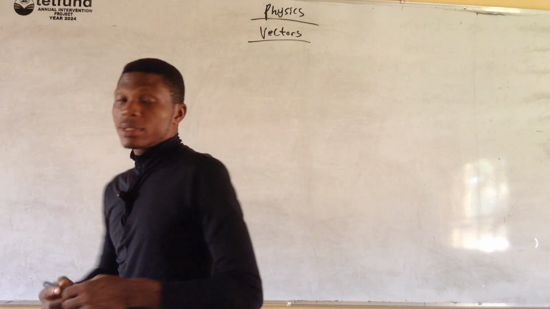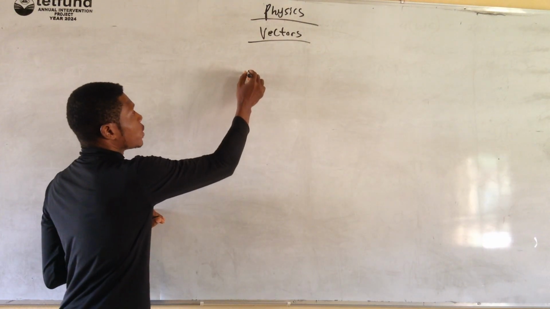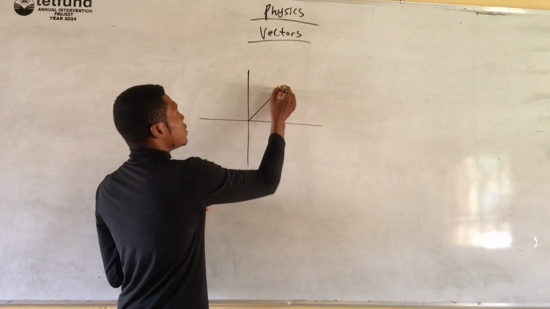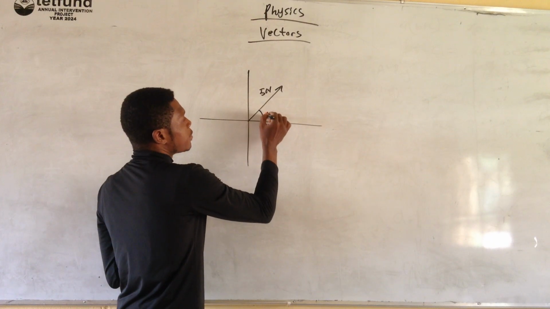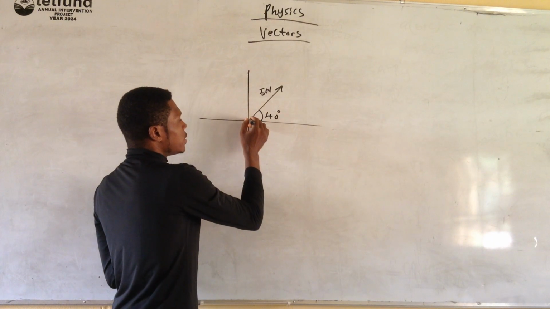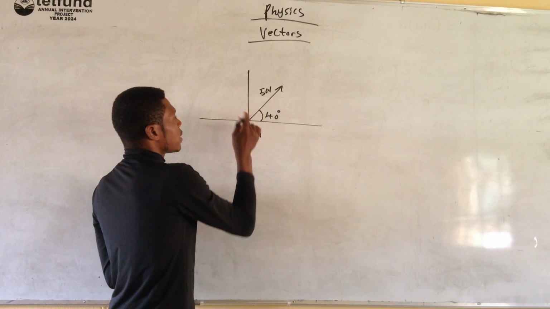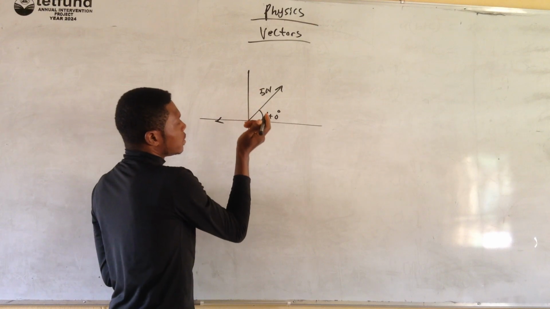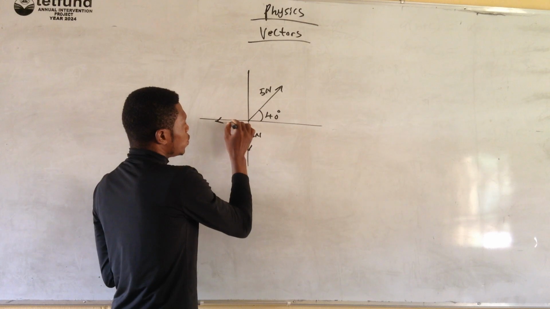Okay, students, let us take care of this question on vectors. Let's say you are given a question like this. Let's say this is a 5 Newton force inclined at, let's say, 40 degrees. This is 3 Newtons, okay? And this is, let's say, a 2 Newton force.